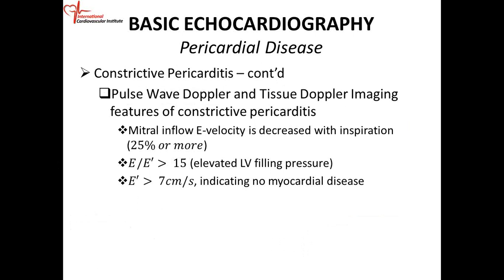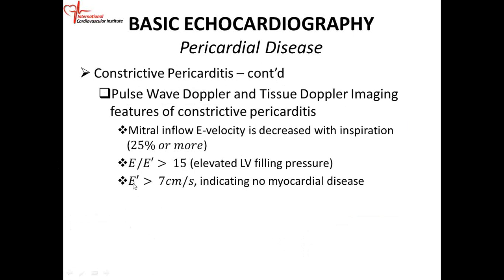Once you see this, patients have classic signs of heart failure, and the E prime is usually large. You can almost 90% of the time make your diagnosis of constrictive pericarditis. However, remember, if the patient is in heart failure, the filling pressures have to be elevated. So you also have to show that your E/E prime is greater than 15, suggesting that there is increased filling pressures.